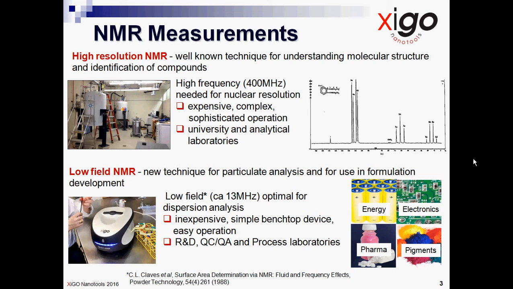However, only a low field, around 13 MHz, is optimal for dispersion analysis, and see the reference at the bottom by Clavès on surface area determination. Because only a small permanent magnet is needed, this means that the device can be made to fit on a laboratory bench. Operation is easy, and such devices are inexpensive, typically comparable in cost with particle sizing instrumentation. They're virtually service-free, and so are ideal for formulation, R&D, and for quality control, quality assurance, and in-process laboratories.